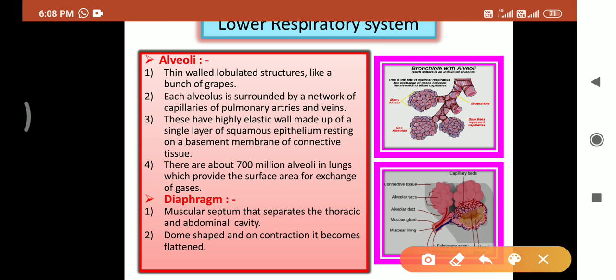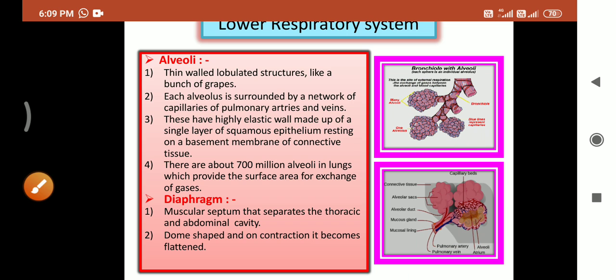Here you can see which type of alveoli. In this picture, this is a bunch of alveoli, many alveoli over there. When you write the answer, the structure is thin walled and lobulated, like a bunch of grapes, as you can see here. The next point is that each alveolus is surrounded by a network of capillaries of pulmonary arteries and veins.